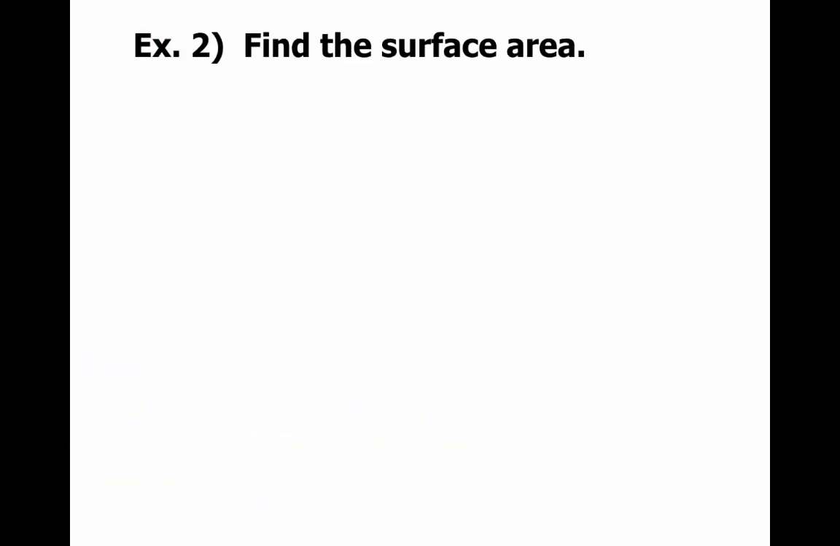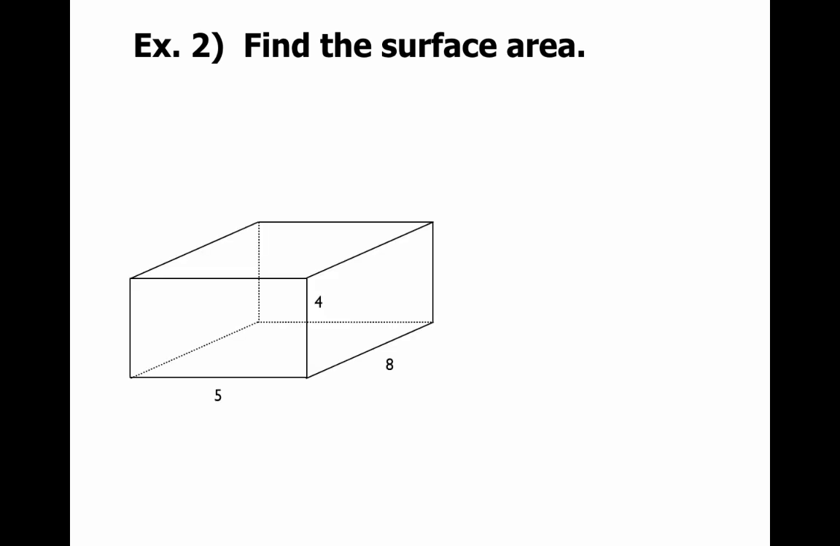All right, so let's try another one. Find the surface area. Here is our object, another rectangular prism. It's got some measurements on it, 5, 4, and 8. I don't know if those are feet or inches. They're not labeled, so we're really kind of unclear on this one. But we can still figure out the surface area nonetheless.